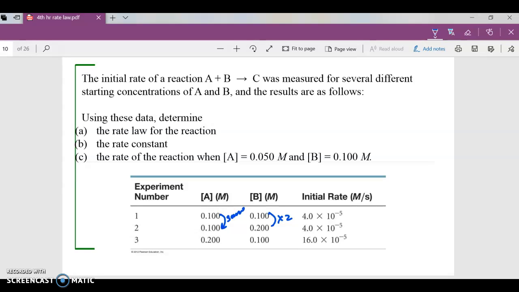I see that my concentration of B doubled, but the rate stayed the same. So in my head, I'm thinking to myself, okay, the rate law looks like this. Rate equals K times A with something and B with something. So if I am doubling, in this case B, then I'm asking myself, to what power would it equal the same? Or in other words, 1, because 4 times 10 to the 5 divided by 4 times 10 to the 5 would equal 1.